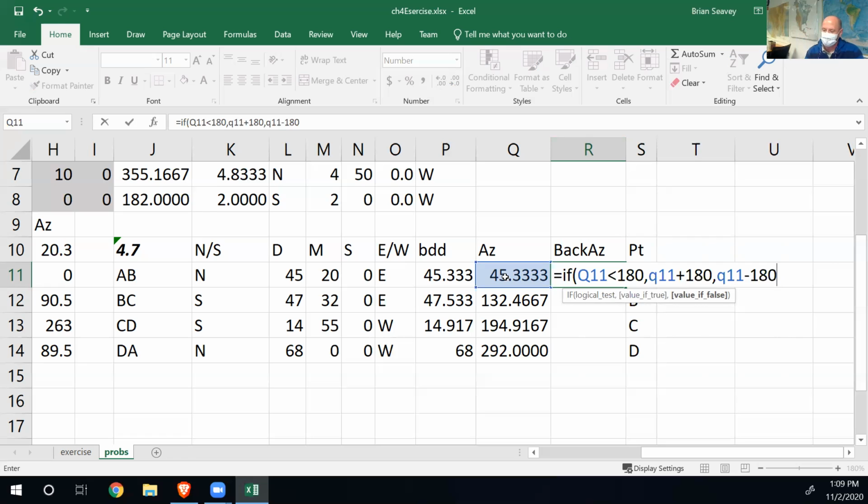So the azimuth less than 180, that's the test? Yep. And then the azimuth plus 180 if it passes the test, right? If the azimuth is less than 180, it'll do this value if true, right? So if it was greater than, would the minus come first? Yep. If it's greater, then I'm going to take a minus, and if it's less than, I'll add. So that'll do the same thing.